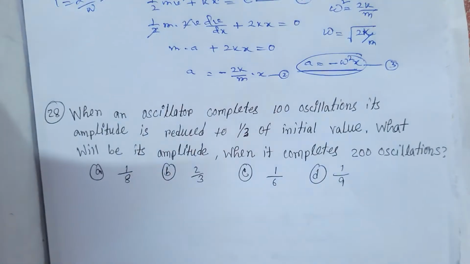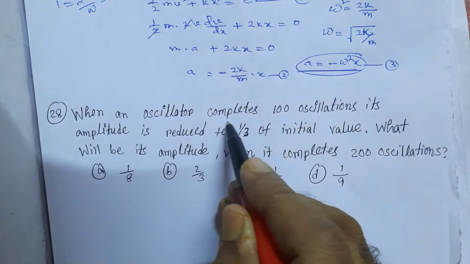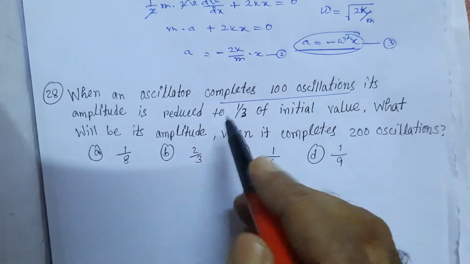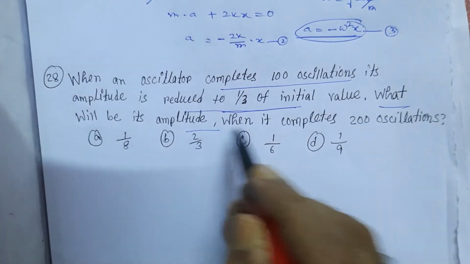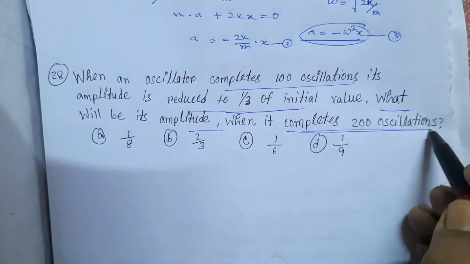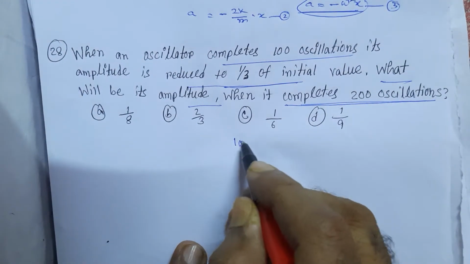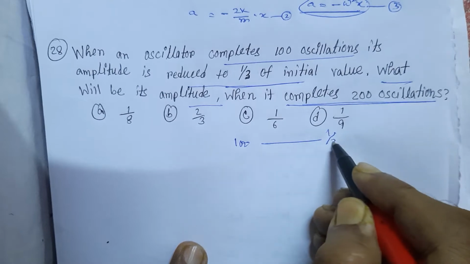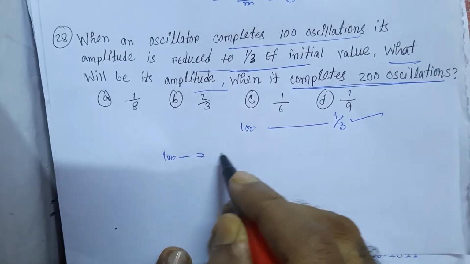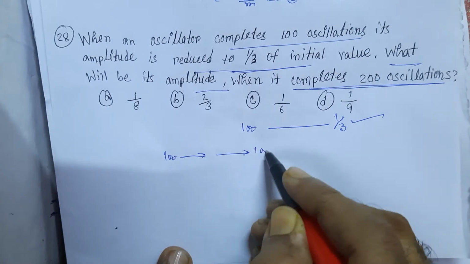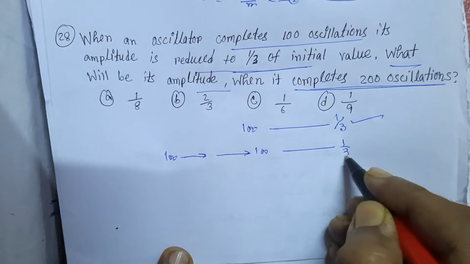Now let us take question number 28. When an oscillator completes 100 oscillations, its amplitude reduces to 1/3 of its value. What will be the amplitude when it completes 200 oscillations? After 100 oscillations, the amplitude is 1/3. From 100 to 200 is another 100 oscillations. After another 100 oscillations, the amplitude should be another 1/3.